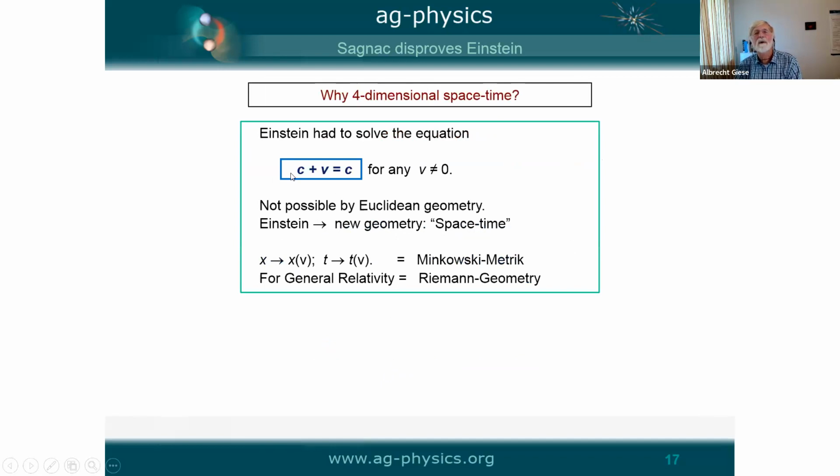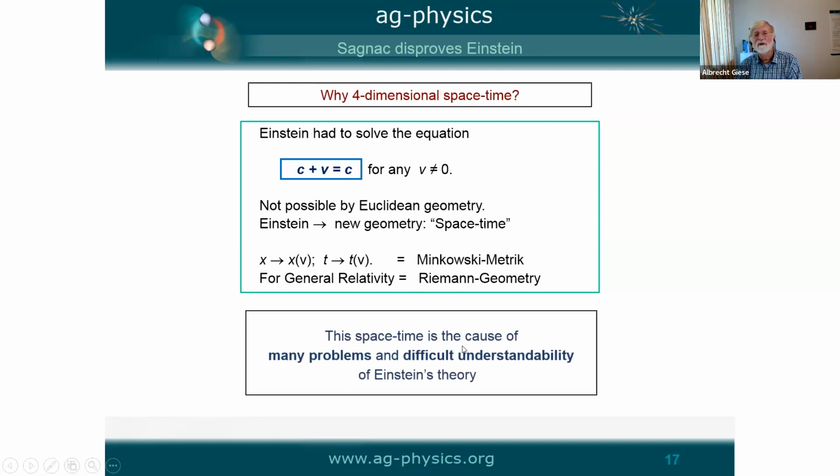So why did Einstein do it this way? To show it in a simple way, he had to solve this equation: c plus some speed v equals c for any v. And this is not possible by Euclidean geometry. So Einstein had to invent a new geometry, space-time, to solve this problem. For special relativity, this is the Minkowski method, and for general relativity, it's the Riemannian geometry.